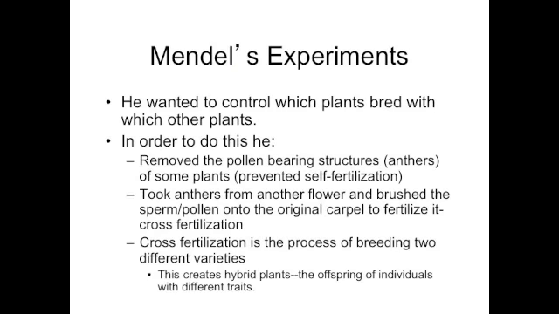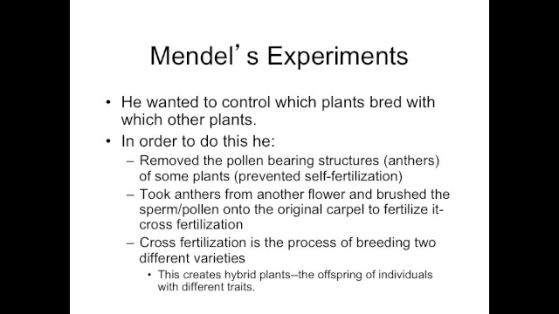In order for Mendel to control his experiments, he needed to control which plants bred with which other plants. In order to do this, he first removed the pollen-bearing structures, anthers, of some plants to prevent self-fertilization. He then took the anthers from another flower and brushed the sperm, or the pollen, onto the original carpel to fertilize it. Using sperm from one plant to fertilize another plant is called cross-fertilization.